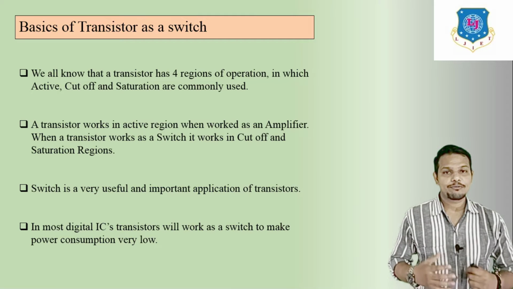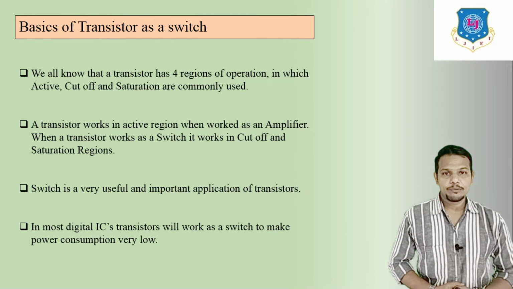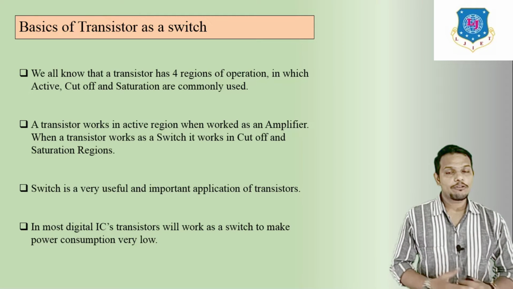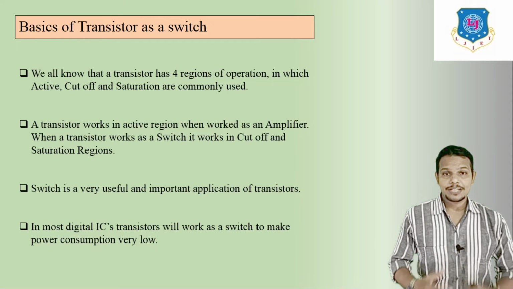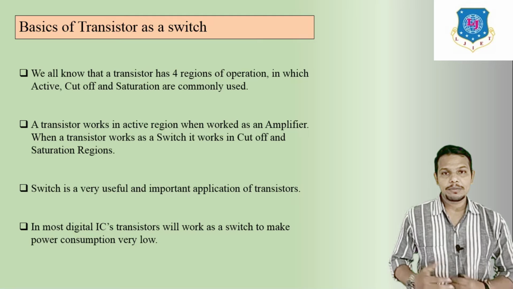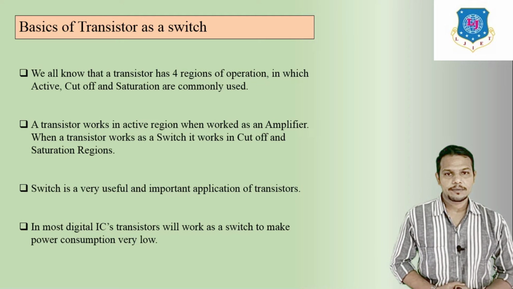We all know that a transistor has four regions of operation, in which the active region, cutoff region, and saturation region are commonly used. I said four regions of operation, that means active forward and active reverse regions. But in this chapter we are discussing only the active forward region. A transistor works in the active region, specifically the active forward region, when it works as an amplifier. When it works as a switch, it should be in the cutoff and saturation regions.